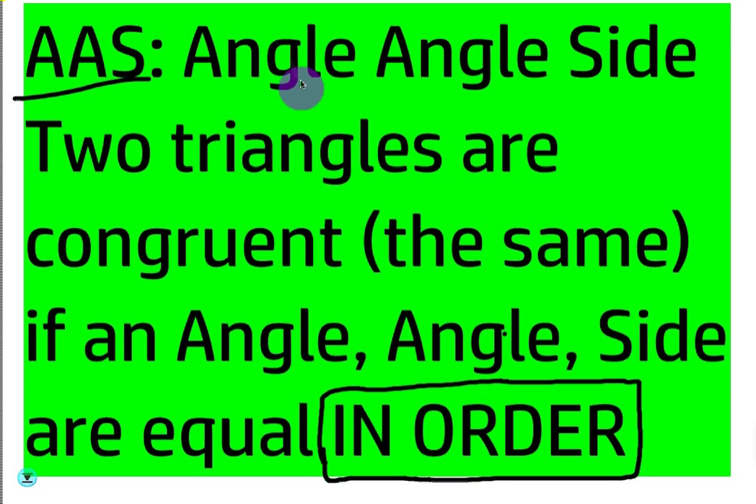AAS stands for angle, angle, side. Two triangles are congruent, which means the same shape, same size, if an angle, angle, side are equal in that order. So notice it has to be in that order. We can't skip over an angle. We get the second angle. The following side has to be the same, so in that order.